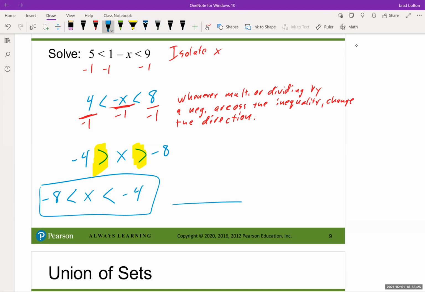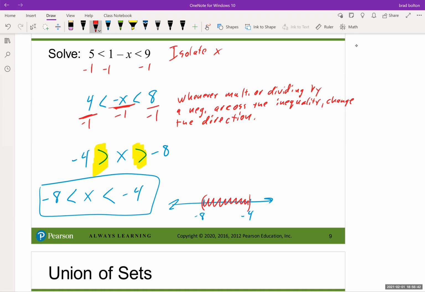This makes it really easy to graph. When I go to graph, I put -8 here, and I put -4 here. And remember, this is an intersection. So it's already telling you that x is between -8 and -4. So they're telling you this is the solution.